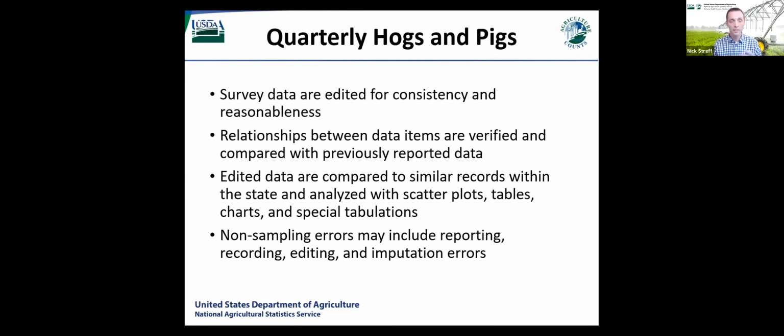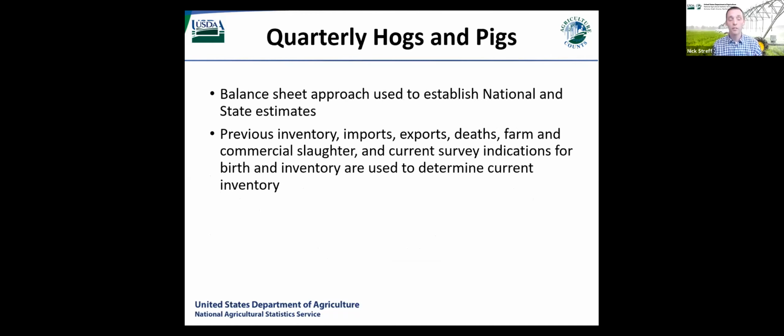Once we get that summarized and we think the data is clean, we prepare an estimate and send it to our headquarters unit in Washington, D.C., and they look at it again. We have our livestock branch out there, and it goes through another round of review to make sure we didn't miss anything at the local level. They'll look at it from a national perspective.